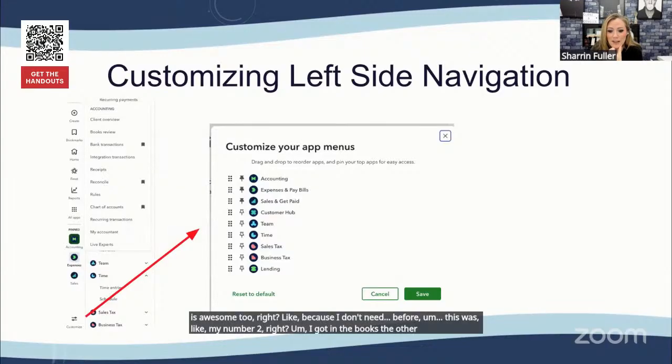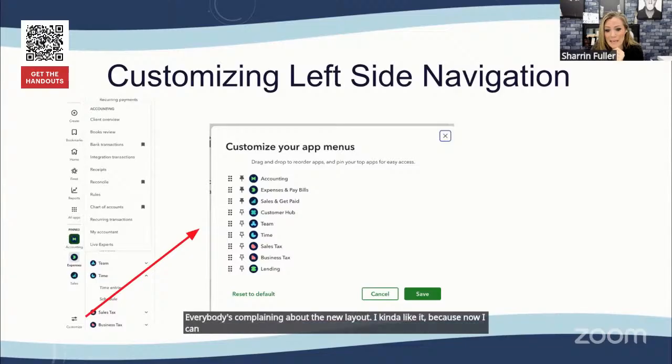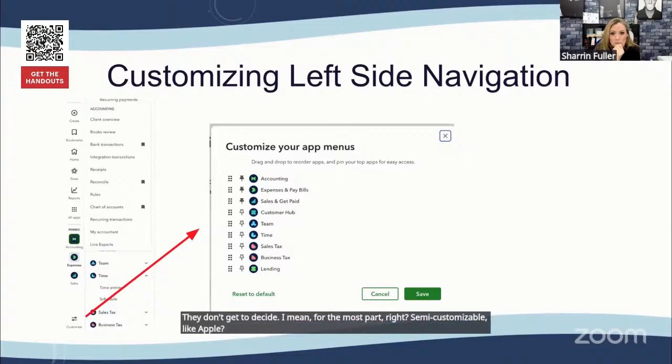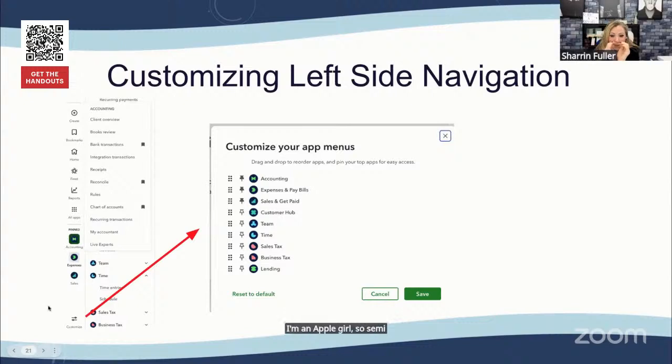I got in the books the other day. I was doing my own books and I'm like, I better hop in. I've been in QuickBooks in like 6 months. And I was like, oh, everybody's complaining about the new layout. I kind of like it because now I can decide what's important to me and they don't get to decide. I mean, for the most part, right? Semi-customizable like Apple. Right. I'm an Apple girl. So me working within parameters is what I'm used to.